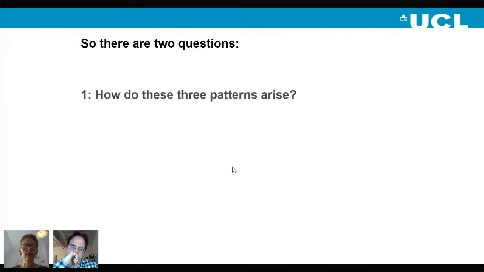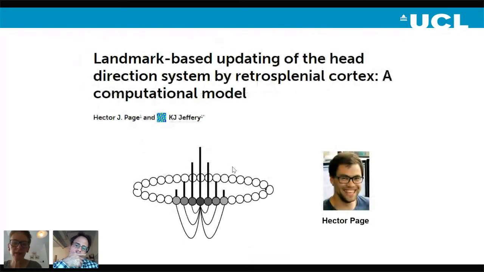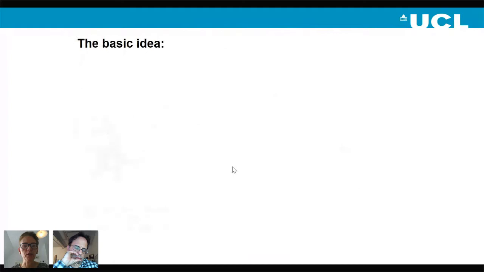So there are two questions. How do these patterns arise, and what might they be for? To try and answer this, we did some modeling and also some hand-waving speculation. Hector Page, who was a computational postdoc in my lab, built a ring attractor network that tried to simulate some of the phenomenology that we've been seeing in granular and dysgranular retrosplenial cortex.